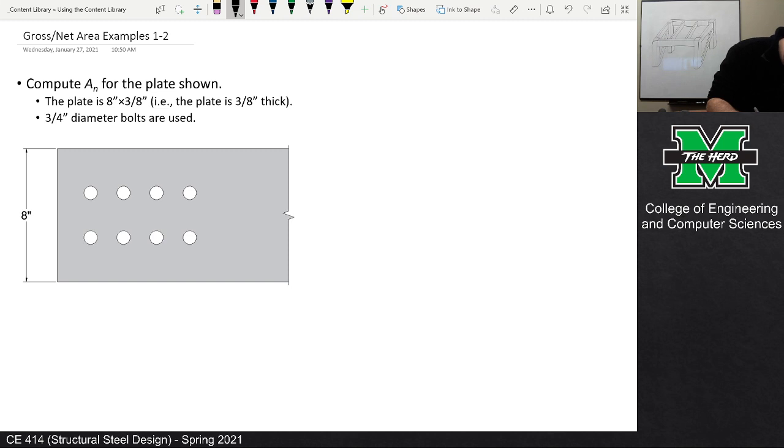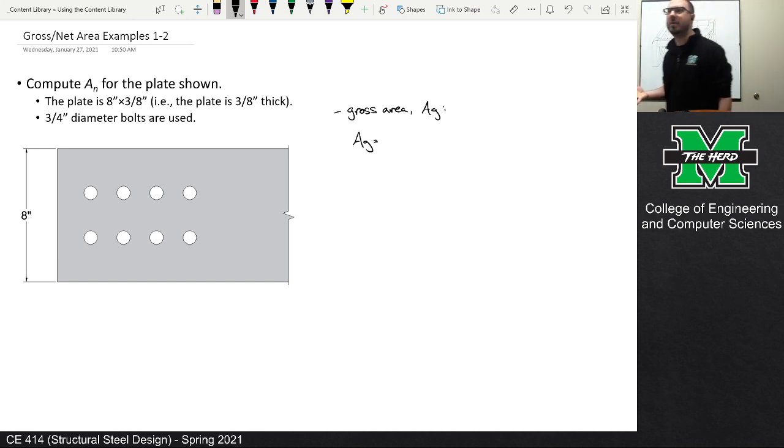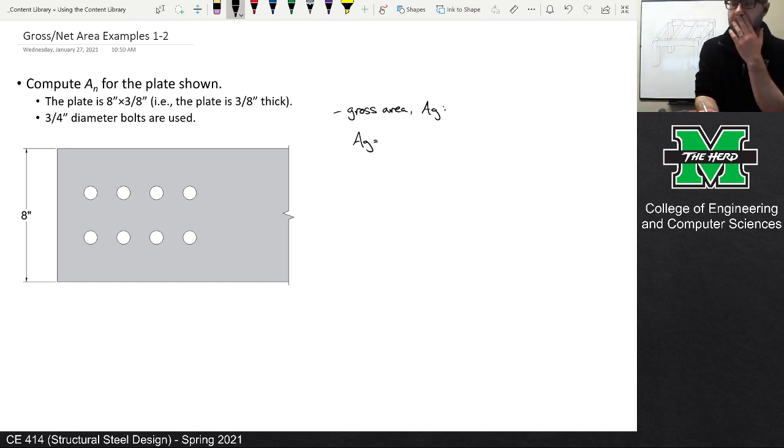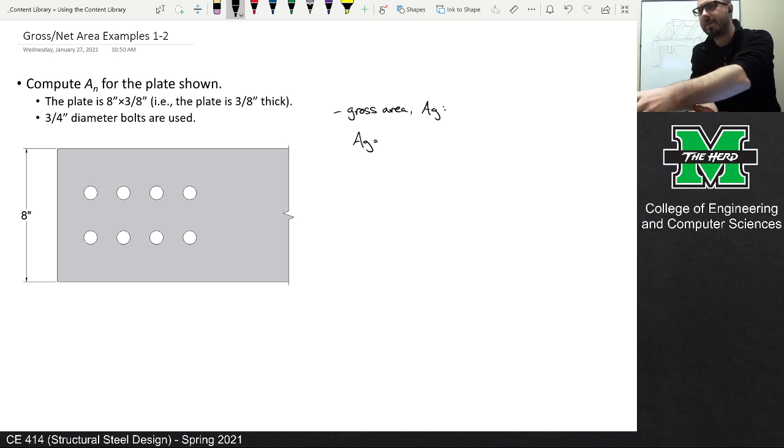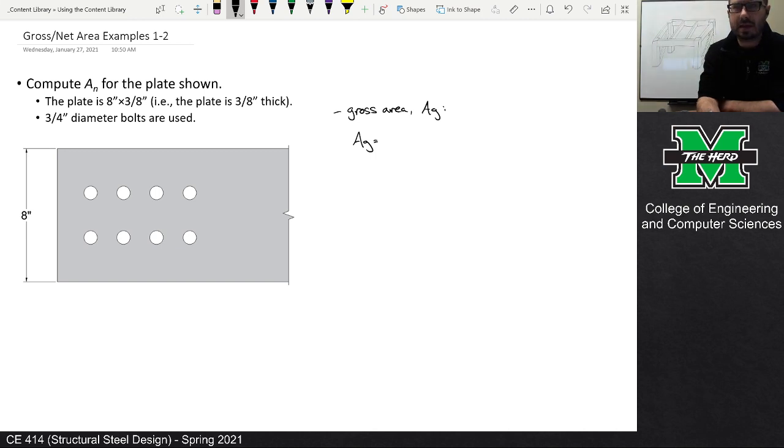All right, so help me out. Can somebody tell me how we would compute the gross area of this plate? And I promise I'm not trying to give you a trick question here. Don't we need to know how long this plate is?